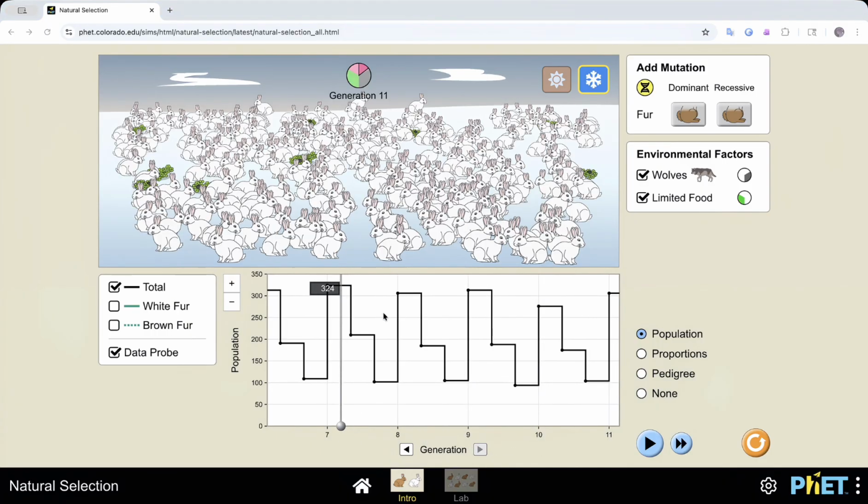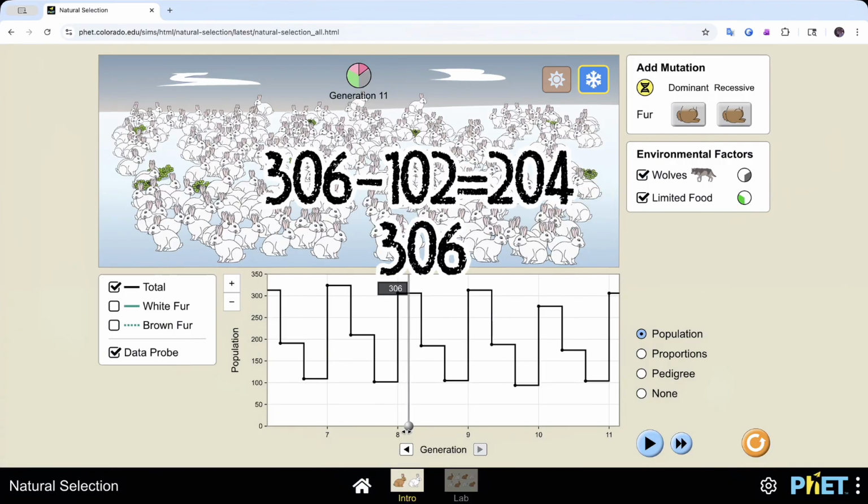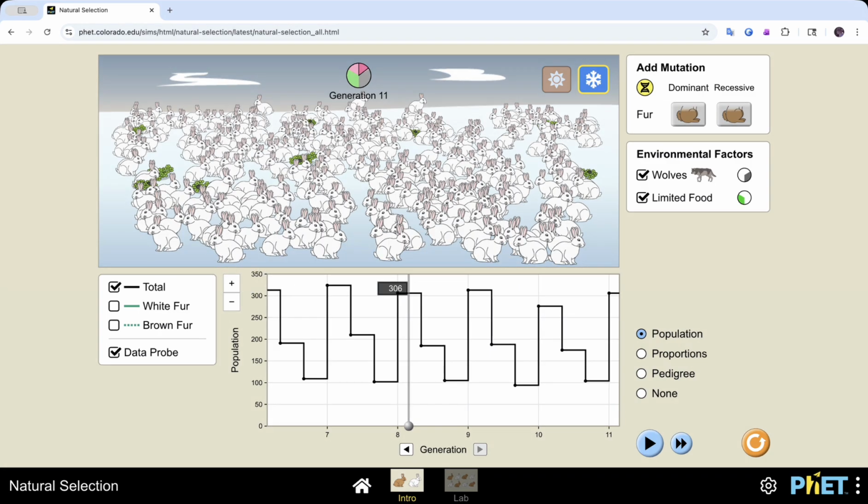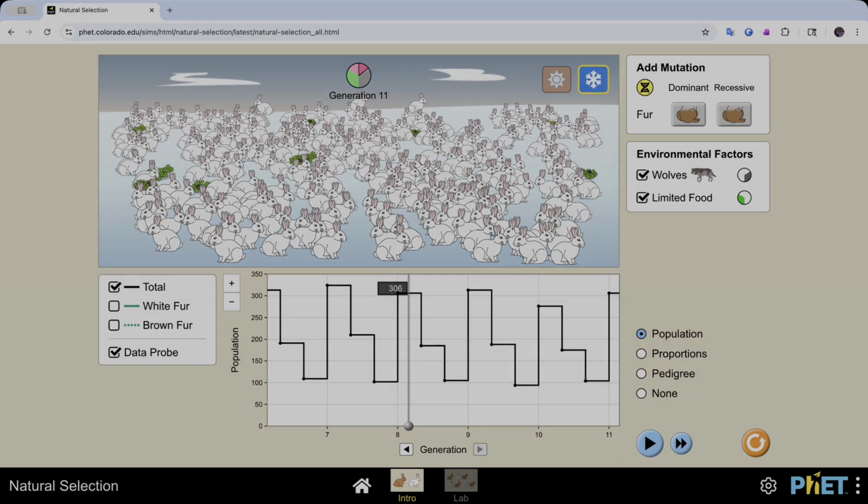To calculate the birth rate, we look at how much the population grows from its lowest point to its highest point. For example, the population grew from 102 all the way up to 306. That means 204 bunnies were added. We divide 204 by 102 and multiply by 100. That gives us a birth rate of 200% for that cycle. Looking across all our cycles, the average birth rate is approximately 197%. That means the population doubles during each growth phase.